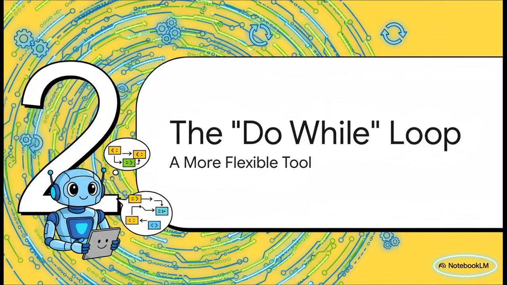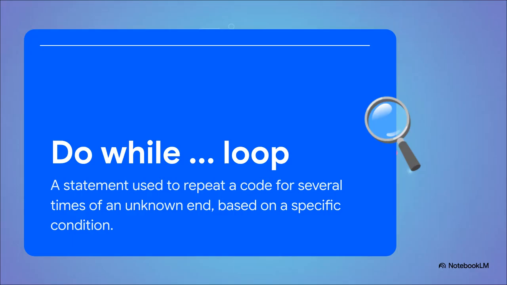And that is where our hero of the day makes its entrance. Let's meet the do-while loop, a tool that was literally designed for this kind of flexibility. The huge difference is right here in the definition. A do-while loop isn't about counting. It's all about a condition. The loop will keep on repeating a block of code as long as a certain condition stays true. The endpoint might be a mystery, but the rule for when to stop is perfectly clear.